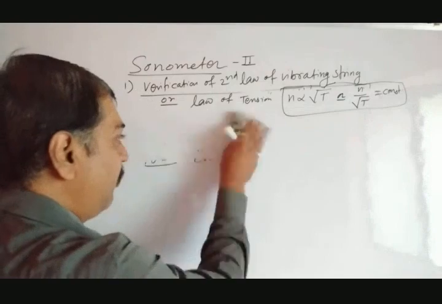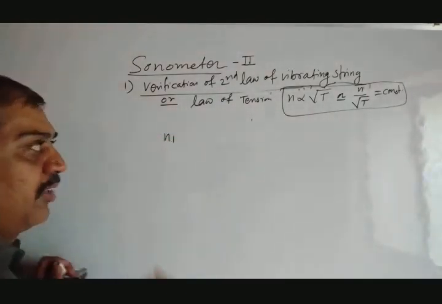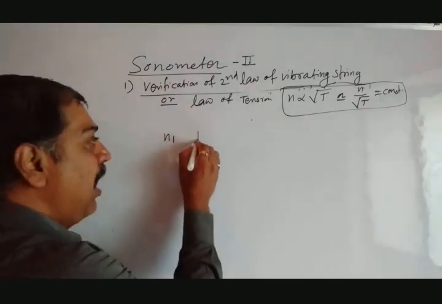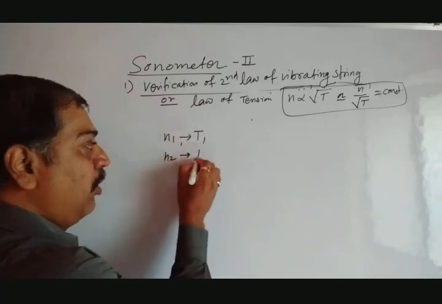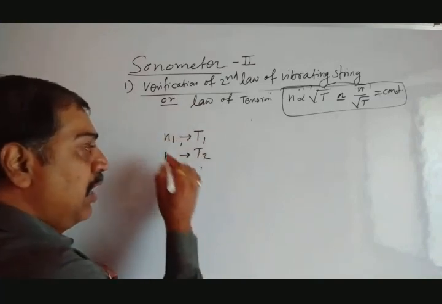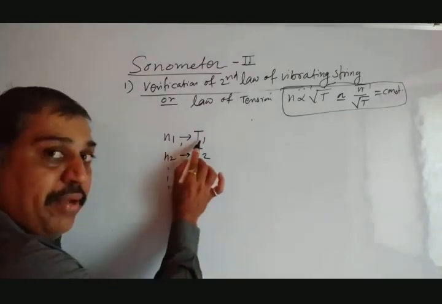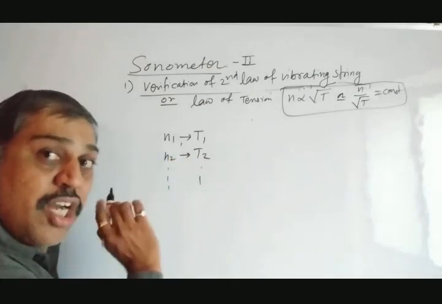Just suppose initially, as we know, for a certain frequency N1, suppose the tension in the string is T1. For N2 it is T2, and so on. N1, N2 are different frequencies. For N1 frequency, T1 is the tension. For N2 frequency, T2 is the tension.